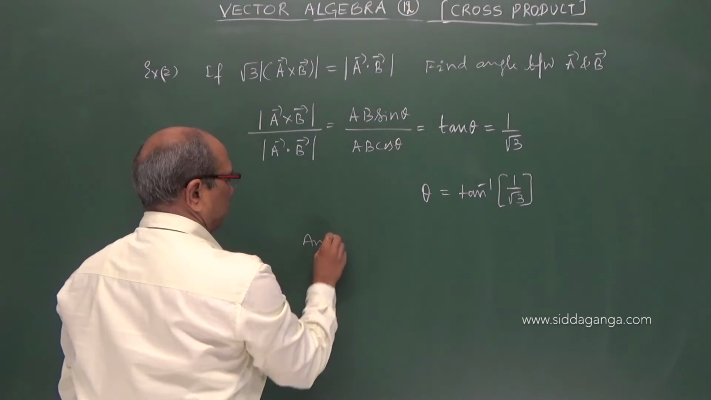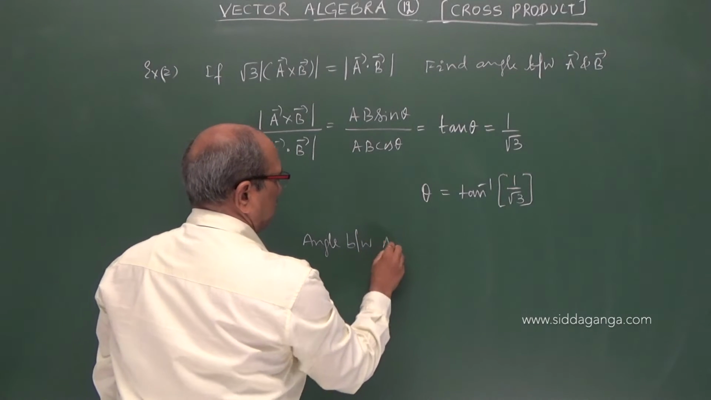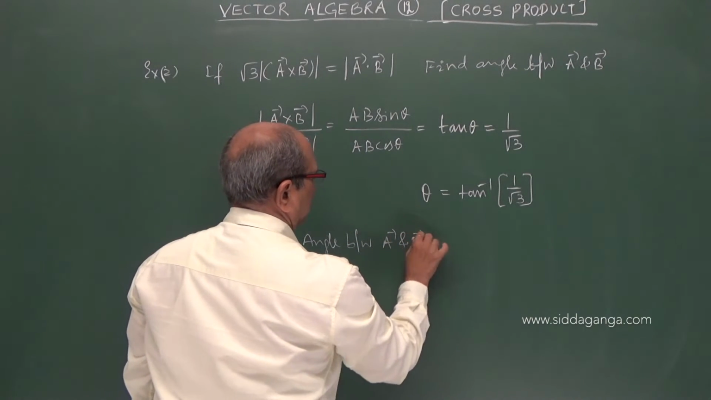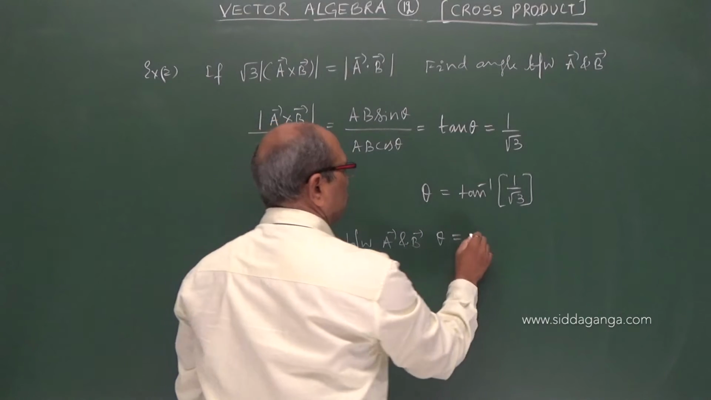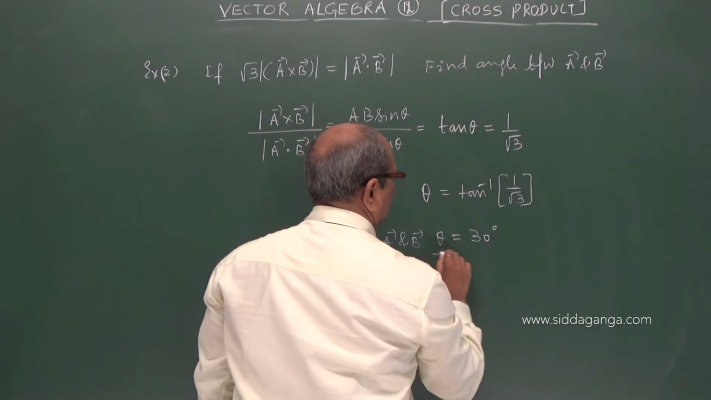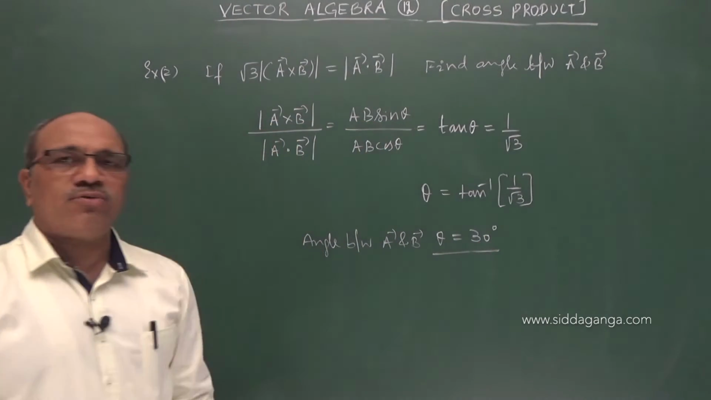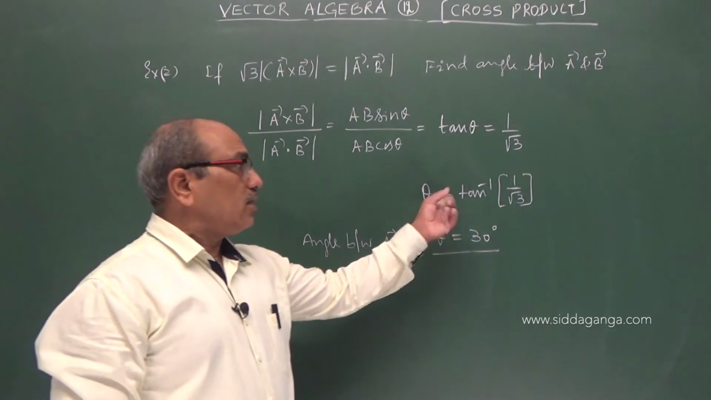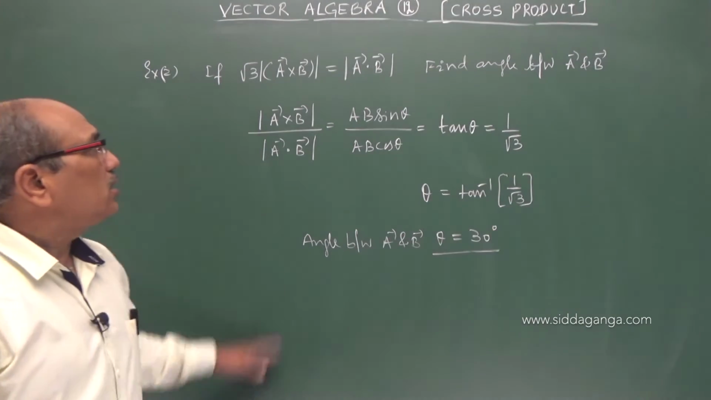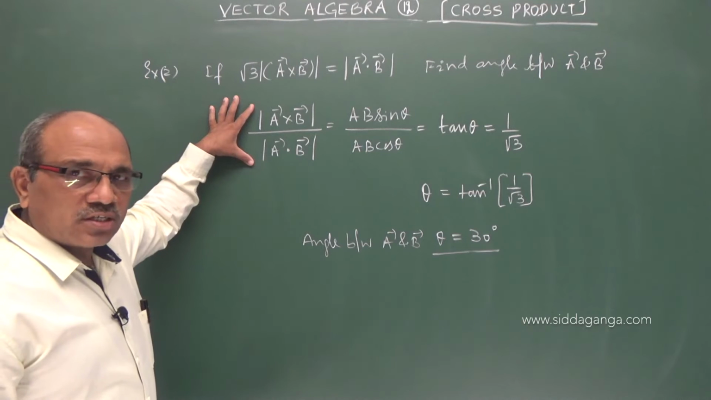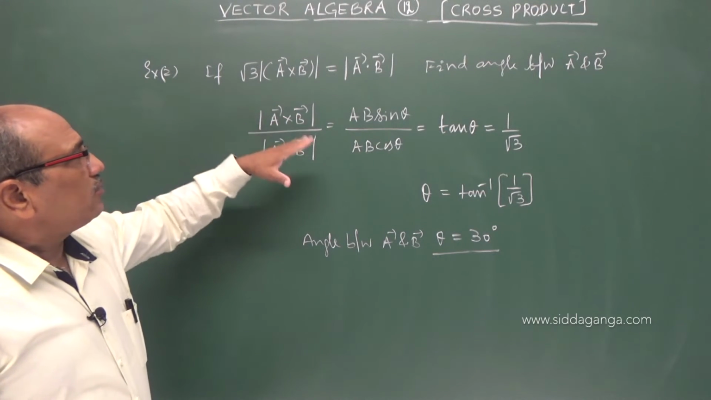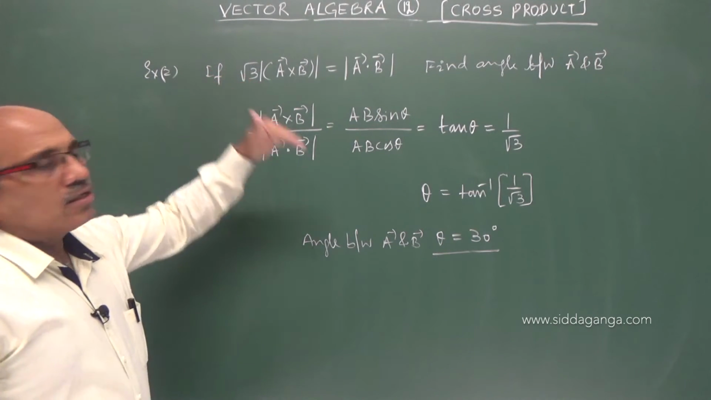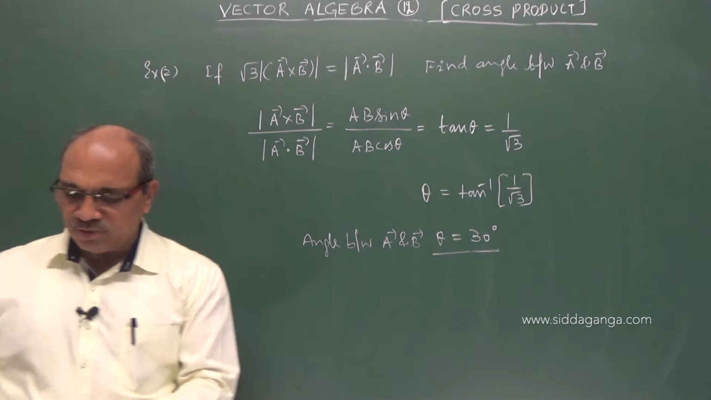The angle between A and B, you got theta equal to 30 degrees, because you know tan inverse of 1 by root 3 is 30. Tan inverse of root 3 is 60 degrees. I think you have understood this concept, how we got the angle between A and B using the cross product idea. Let's come to another one.